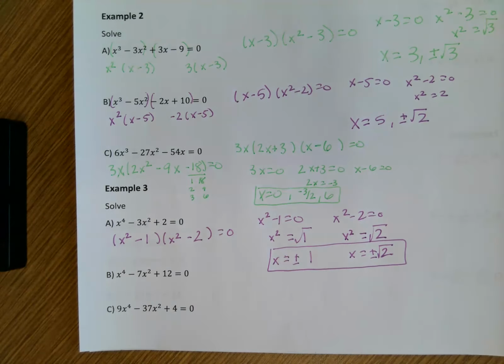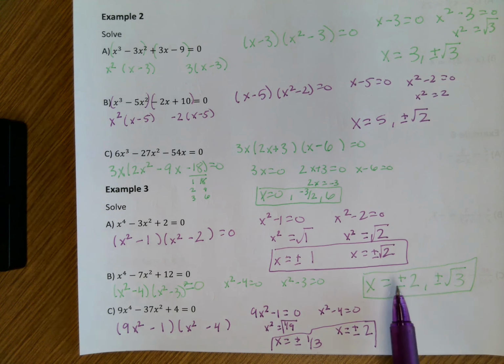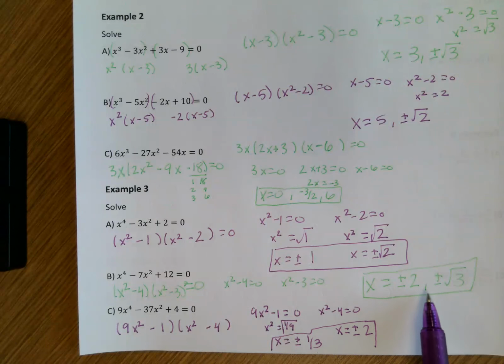I want you to pause the video and try to do B by yourself. So for B, you should have gotten x equals positive negative 2 and positive negative square root of 3. And for C, when I factor this, sometimes people get a little bit more like, oh my gosh, how do I factor that? This is what it looks like factored. X squared minus 4, I would add the 4, take the square root, that's a 2, positive, negative, remember the 2 points. When I take the square root of 1/9, the square root of 1 is 1. The square root of 9 is 3. So positive, negative for both of those.